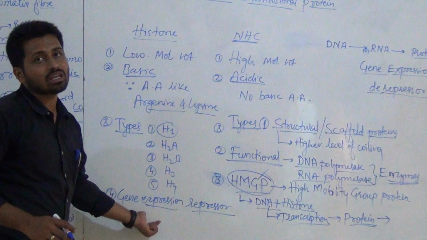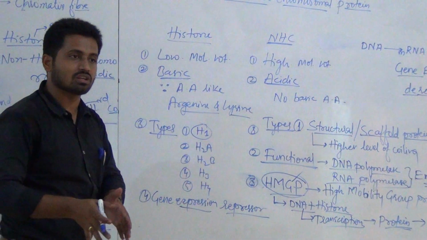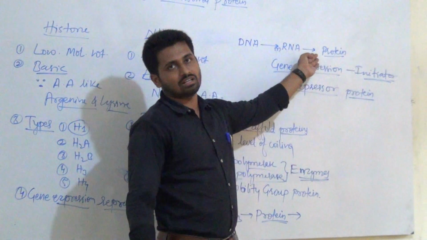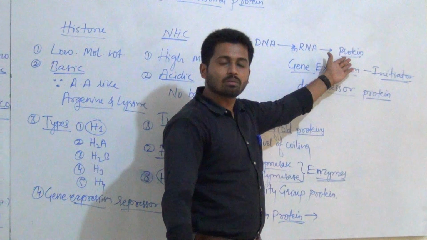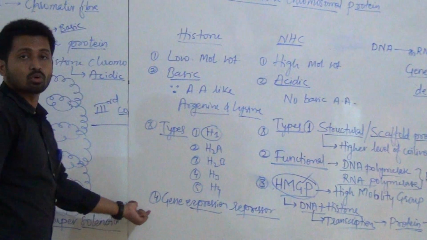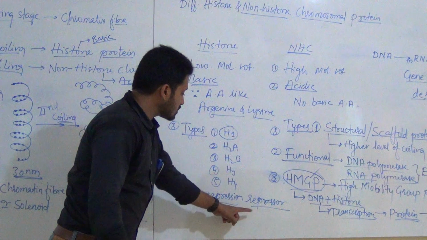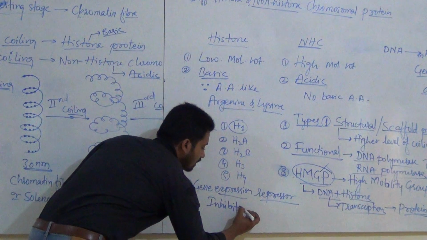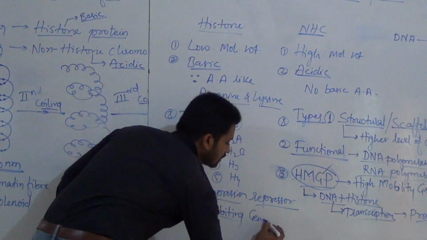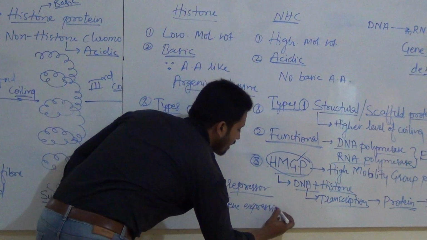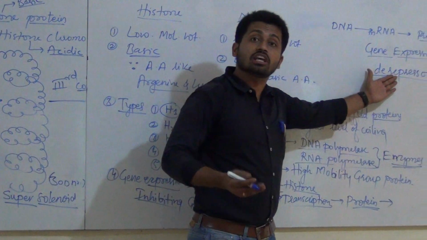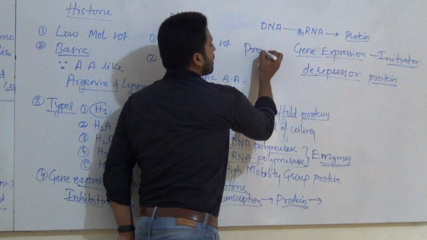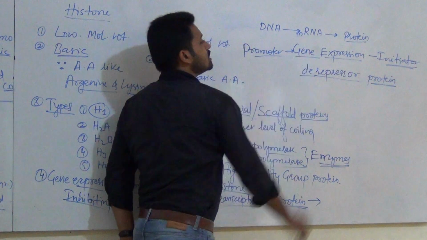And here histone, what is it doing? It is stopping the gene expression, nothing but it is not allowing the DNA to undergo transcription and translation. That is formation of RNA and formation of protein, which histone protein is not going to allow. Hence it is called gene expression repressor. It means it is inhibiting gene expression, but the other is promoting gene expression. The term exact here is promoting. It is promoter of gene expression.